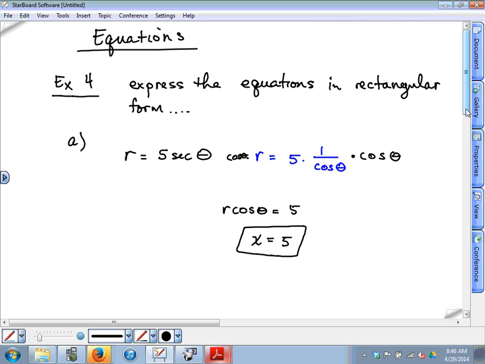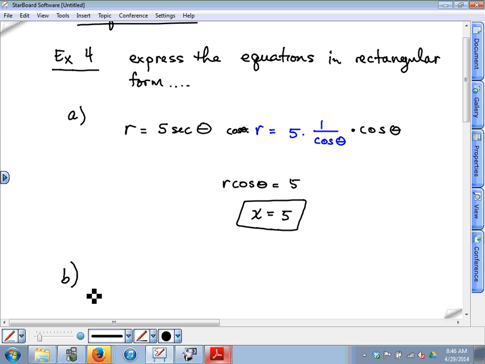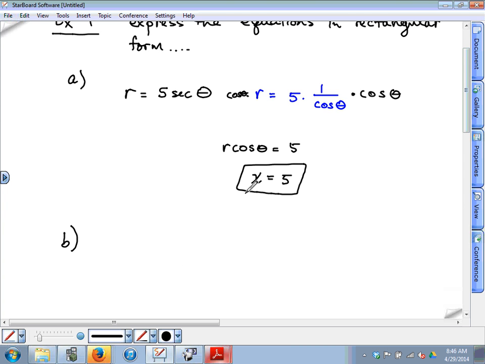Let's try another one. Part B. That's the good and the bad thing about this: you don't do the same thing every time. Step 1, step 2, step 3. It's more a matter of creativity, like when you were doing your identities. Sometimes things work great one way, but they don't work great in another problem. So here we go. r equals 2 times the sine of theta.